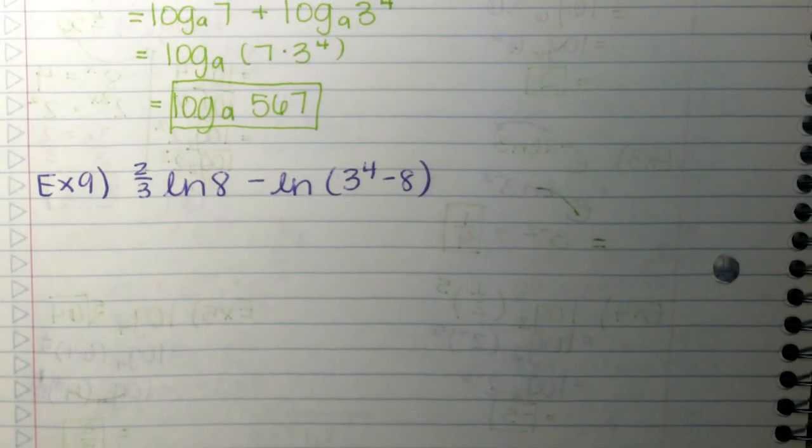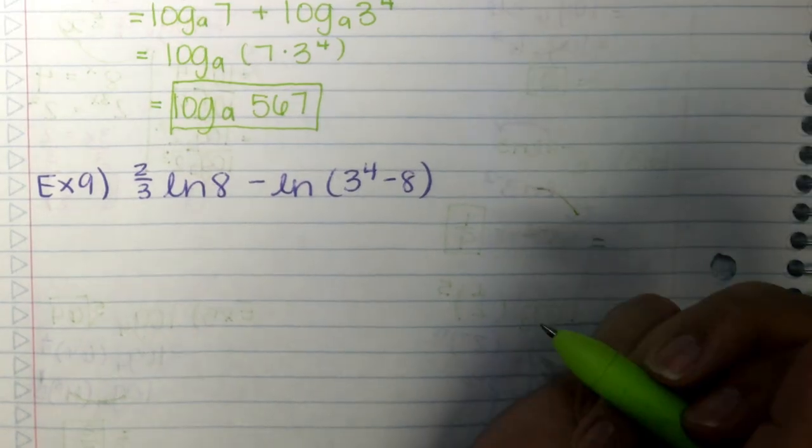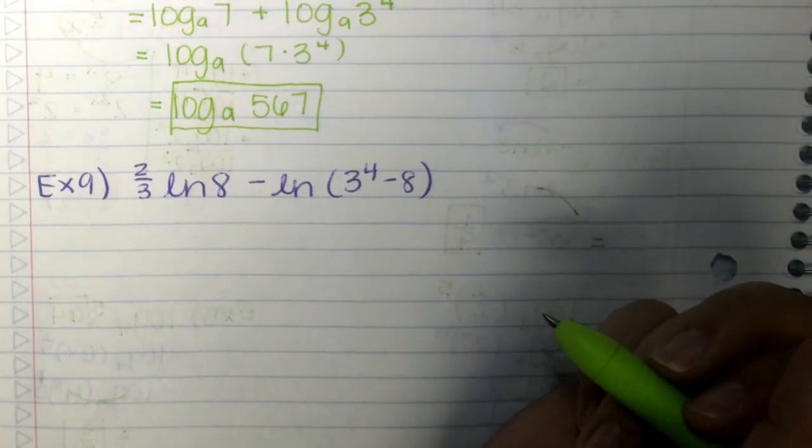What about 2/3 natural log of 8 minus the natural log of 3 to the 4th minus 8? We don't get calculators? You don't get calculators. I know how to do. So what do we do? Oh yeah, you can baby calc.